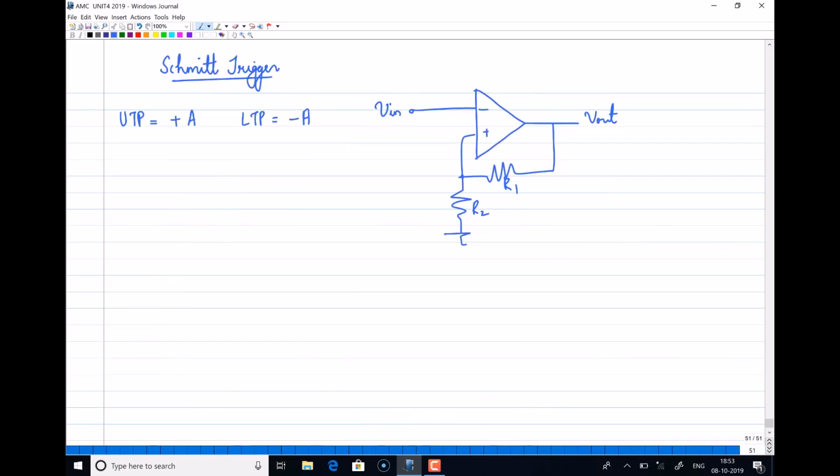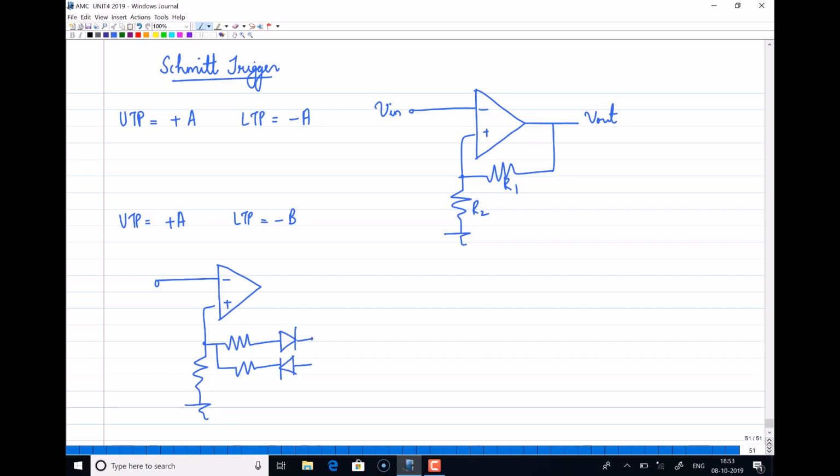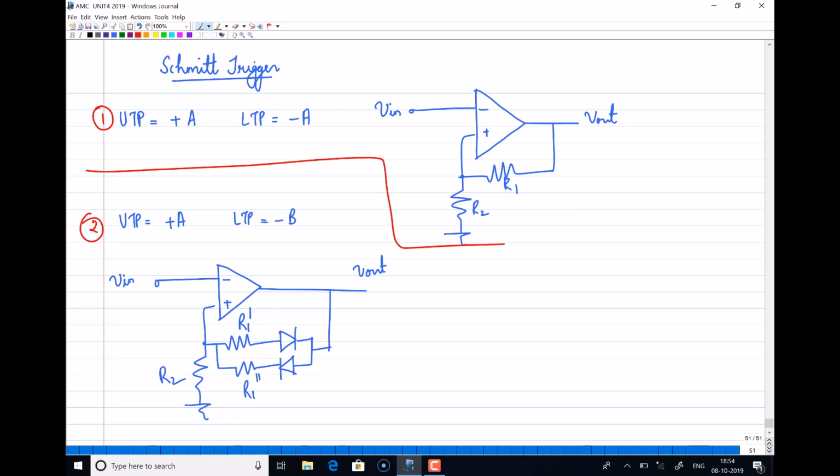Now, I'll use the same thing, R1 and R2. Now, if you want to have UTP of plus A and LTP of minus B, what you need to do is use two resistors, one with the diode in this direction and another with the diode in this direction, and connect to the output. So when your output is positive, it will take this path. When your output is negative, it will take the other path. So this you can call as R1 dash and R1 double dash, and this as R2. So this is case 1 and this is case 2.